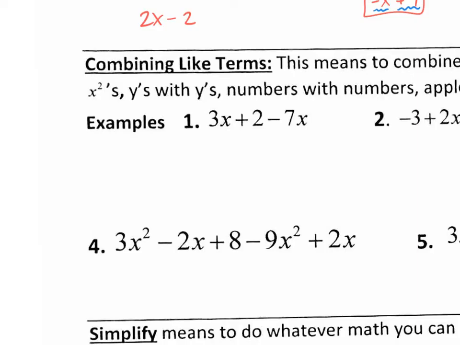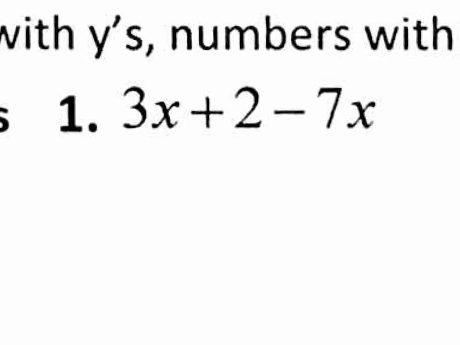The x's with the x's, the y's with the y's, numbers with numbers, x squares with x squares, x to the thirds with x to the thirds, apples with apples, oranges with oranges, right? Terms that are alike. So when you look at number 1 here, how many terms do you actually have? 1, 2, 3. Out of those 3, how many could you combine? 2. What are they? 3x and minus 7x.